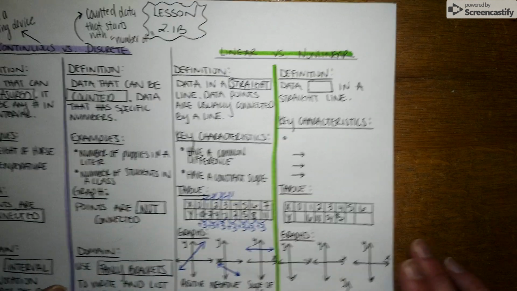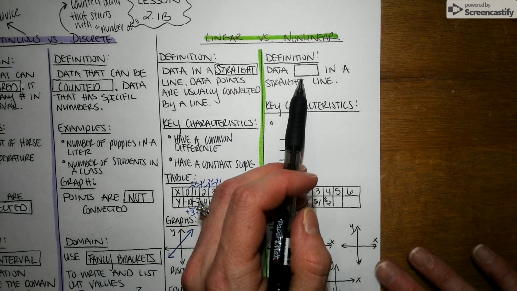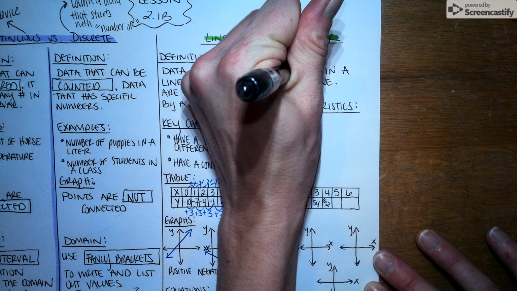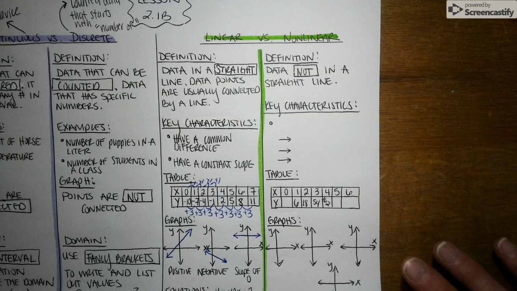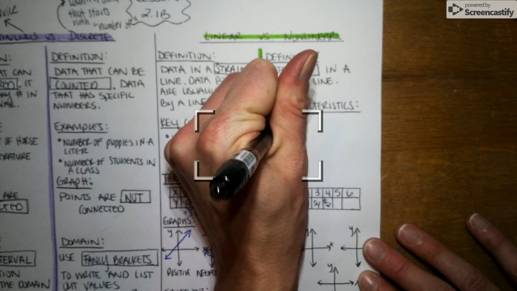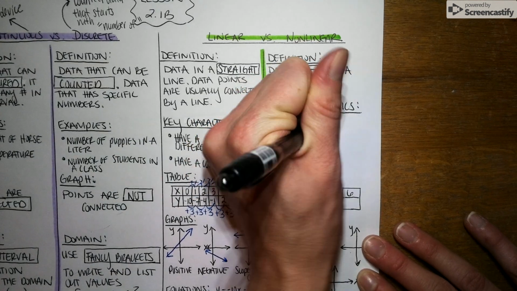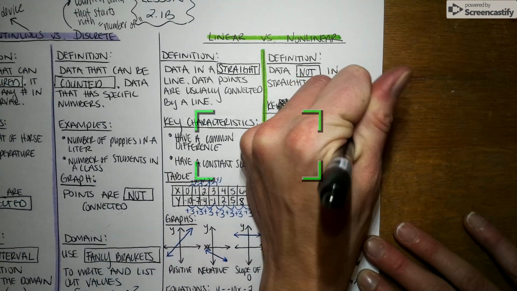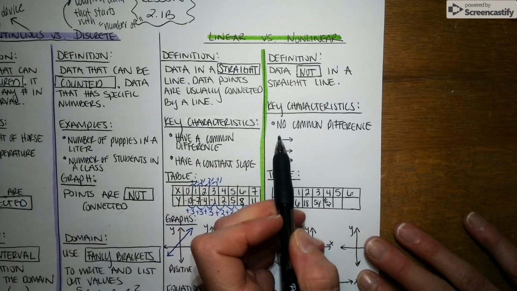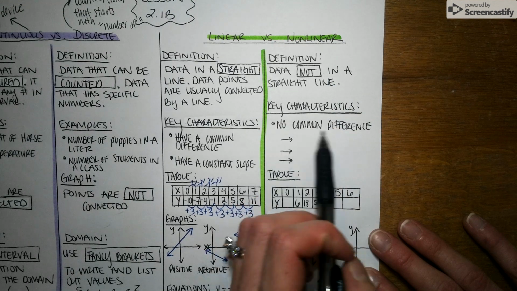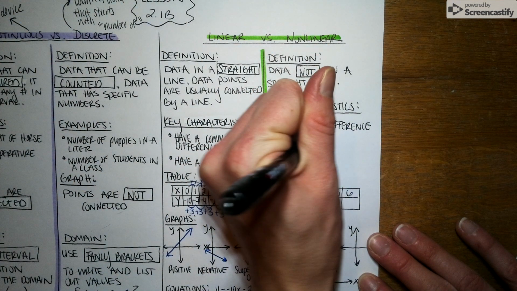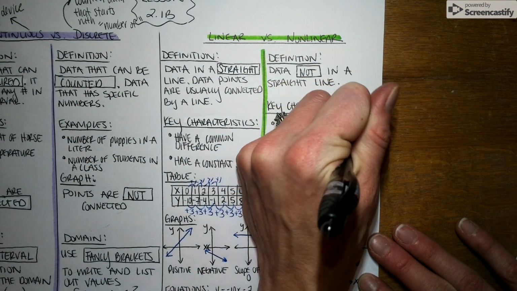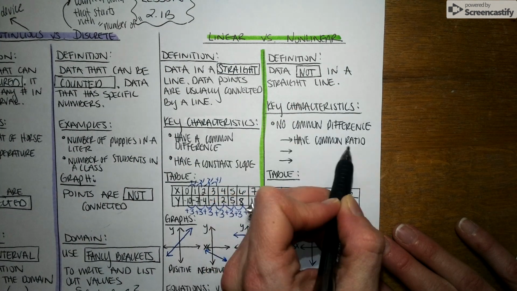Therefore, let's jump into the nonlinear functions. Nonlinear functions are data not in a straight line. A key characteristic of nonlinear data is that there is no common difference. Therefore, if nonlinear data has no common difference, what they could have is a common ratio.